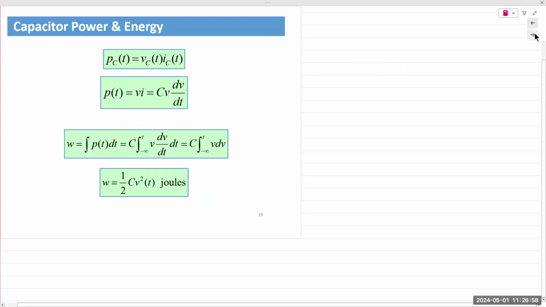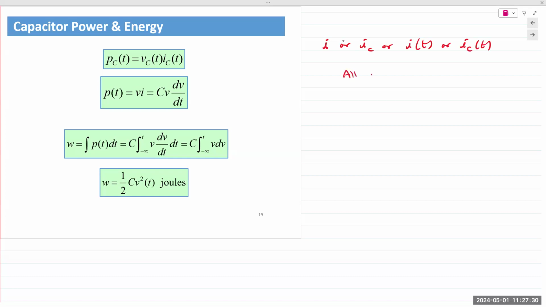Power equations are still the same. Power is the product of voltage and current. This notation I do on purpose. Remember, for the inductor, I simply wrote out P equals VI. But I stated you can have a subscript, I or IC, or I of t as a function of time, or IC of t. They all mean the same.